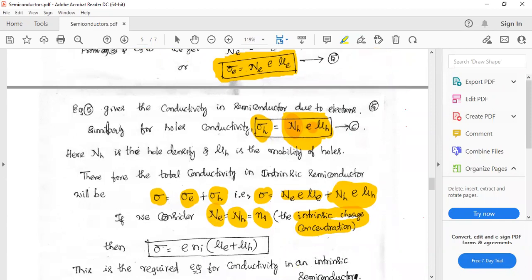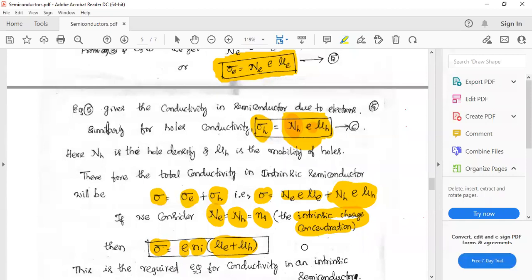Therefore, the final expression for electrical conductivity can be written by taking e common, since in both expressions the charge of the electron is the same. In the place of N_h and N_e, I will substitute N_i, the intrinsic concentration. What is left is mu_e and mu_h, which I just add. This will finish the derivation. If you obtain this expression, you will definitely get 8 marks.